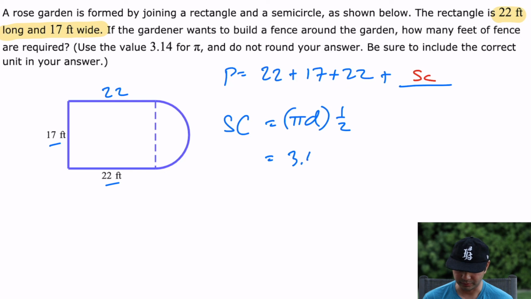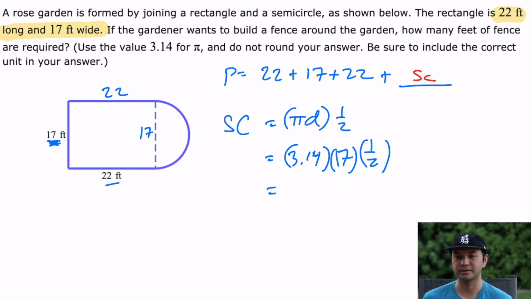Okay, so let's see. Pi, we'll say 3.14, because that's what it said to use. The diameter, it doesn't say what the diameter is here, but 17 feet over here. This side of the rectangle is 17 feet, but that's also the diameter of the circle. So that's my diameter, 17 feet, and then times 1/2. All right, so you could use a calculator for this. This is 3.14 times 17 times 0.5. So 1/2 or 0.5, and that's going to be 26.69 feet.